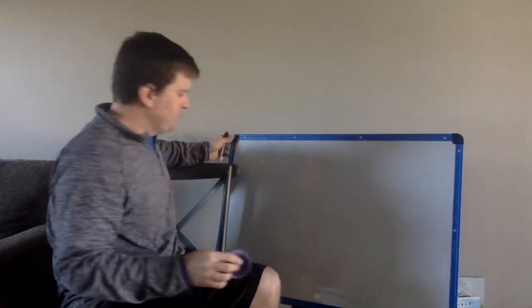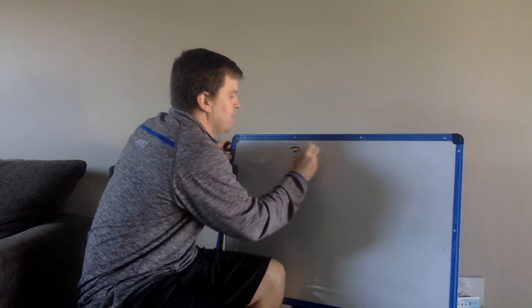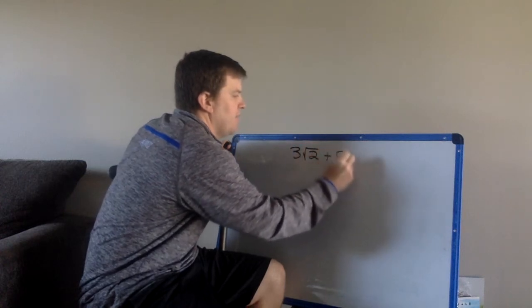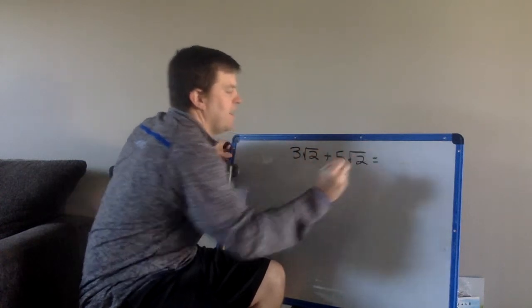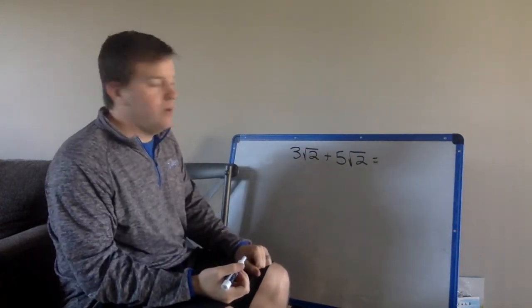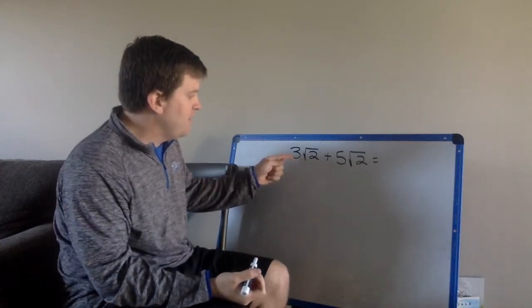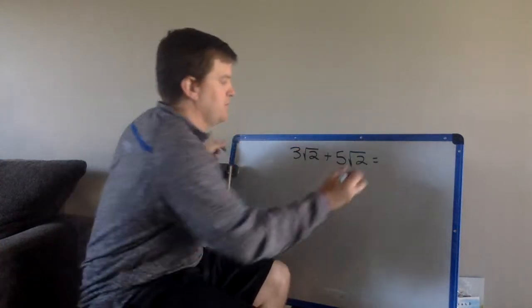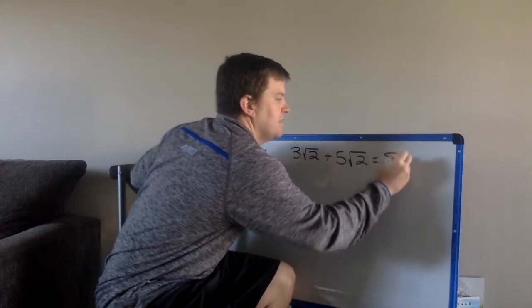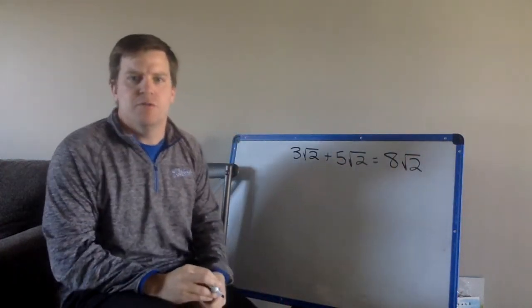Okay, so a couple examples here. Let's say we have 3 radical 2 plus 5 radical 2. First question we have to ask, are those like radicals? They are. They're both radical 2's. So all we're going to do is add the numbers before the radicals. So we have 3 radical 2's plus 5 radical 2's, which gives us 8 radical 2, or 8 times the square root of 2.